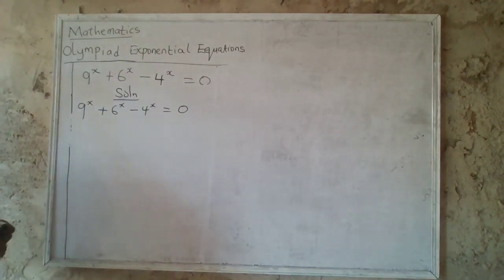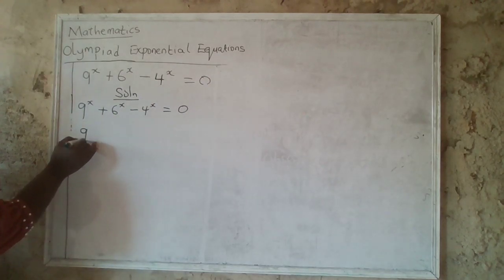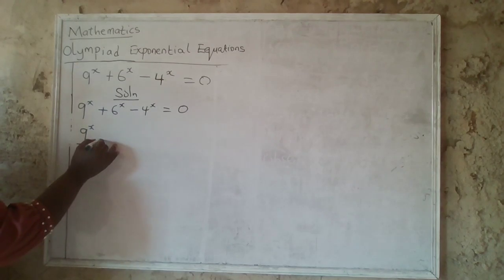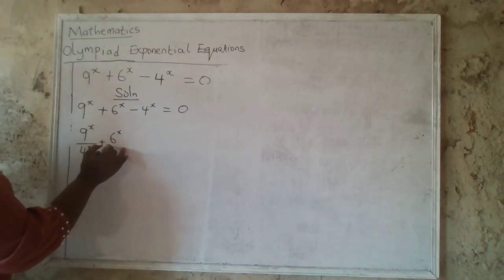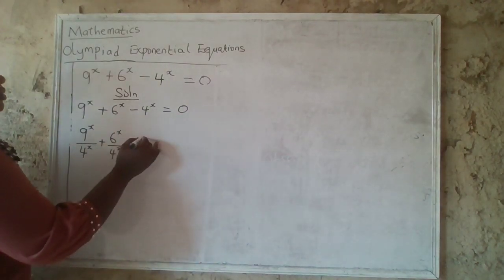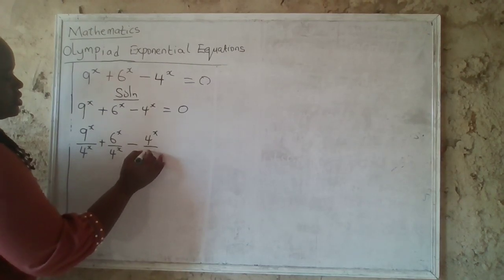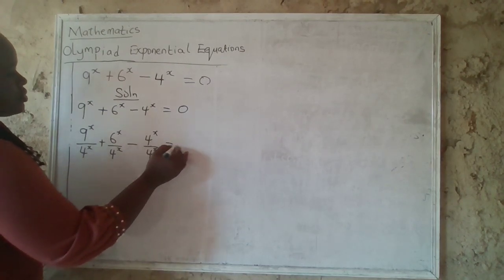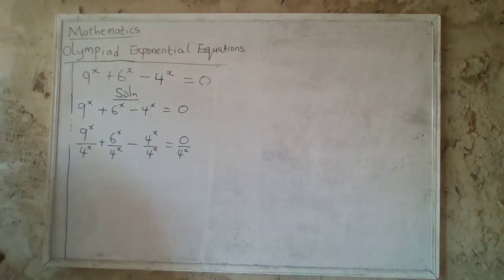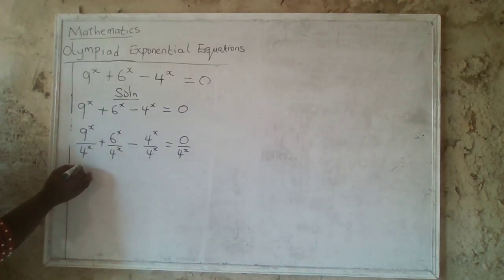Now, I will be dividing through by 4 raised to power x. So that I have 9 raised to power x divided by 4 raised to power x plus 6 raised to power x divided by 4 raised to power x minus 4 raised to power x divided by 4 raised to power x equal to 0 divided by 4 raised to power x. Good.